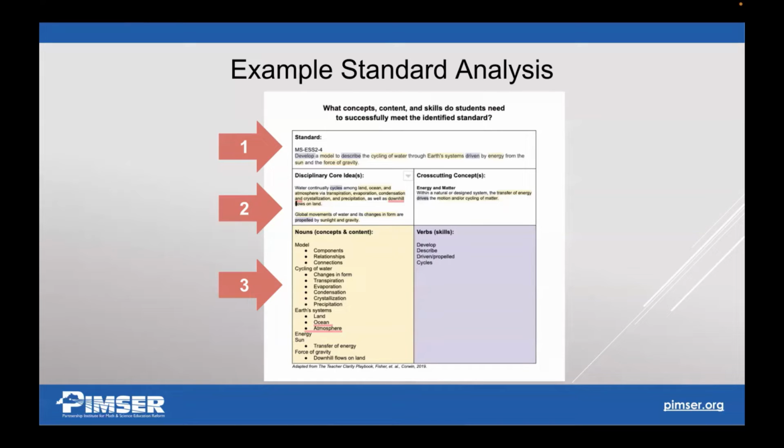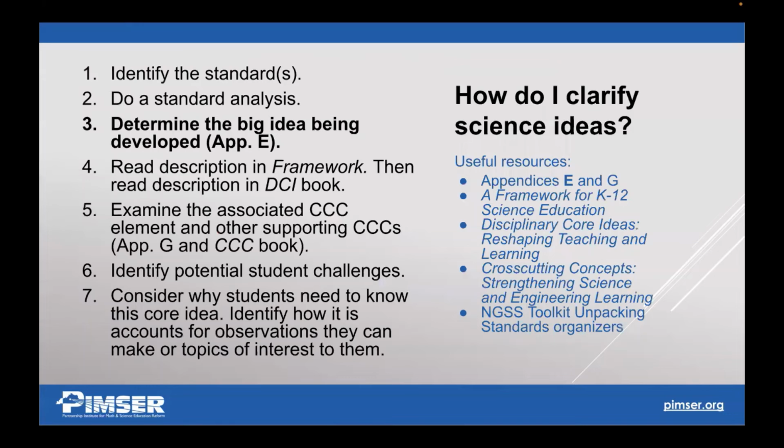So that is a simple way to take the standard, the PE, the disciplinary core ideas and the cross-cutting concepts, and look for what are the pieces of these that might be important and that can inform instruction and what I want students to be able to use to figure out a phenomenon. After I've identified my standard and done the standard analysis, I want to think about, what's the big idea that's being developed here?